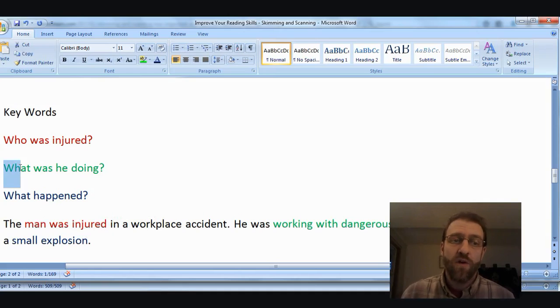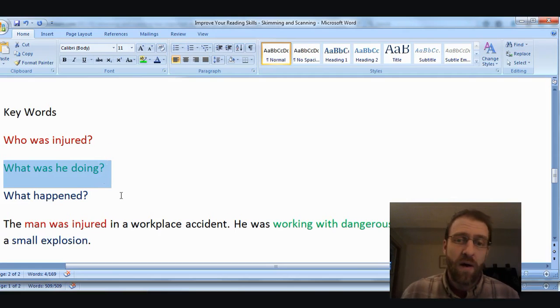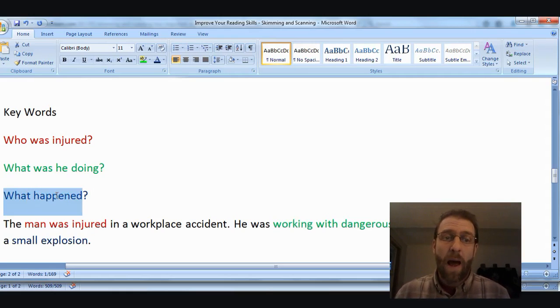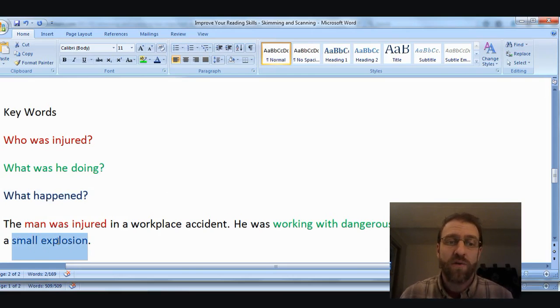Now, what was he doing? This is a little more complicated. We're looking for a verb now, and we see here working. So he was working. What was he working with? With dangerous chemicals. And with the final question, what happened? We're looking for some kind of incident, some kind of event, something that took place. And in this sentence, the words small explosion jump out.